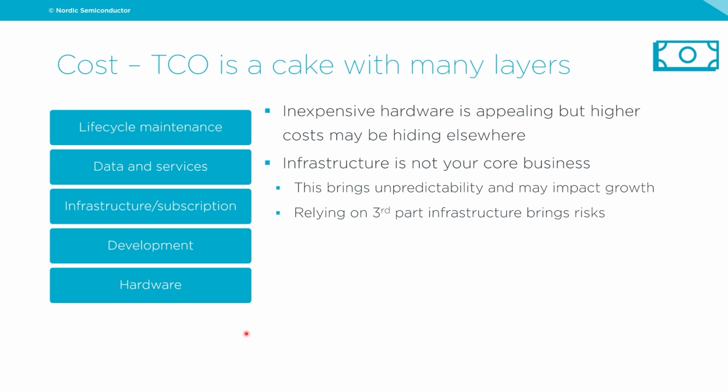So overall, if you're adding infrastructure, it will bring unpredictability to your business and may impact growth, because every time you want to roll out into new areas, you need to also deploy the infrastructure there. So it limits your ability to scale. If you rely on third-party infrastructure, as in some LPWANs where you have community gateways that you have absolutely no control over, that introduces risks that you may or may not be willing to accept. So that's something to keep in mind.